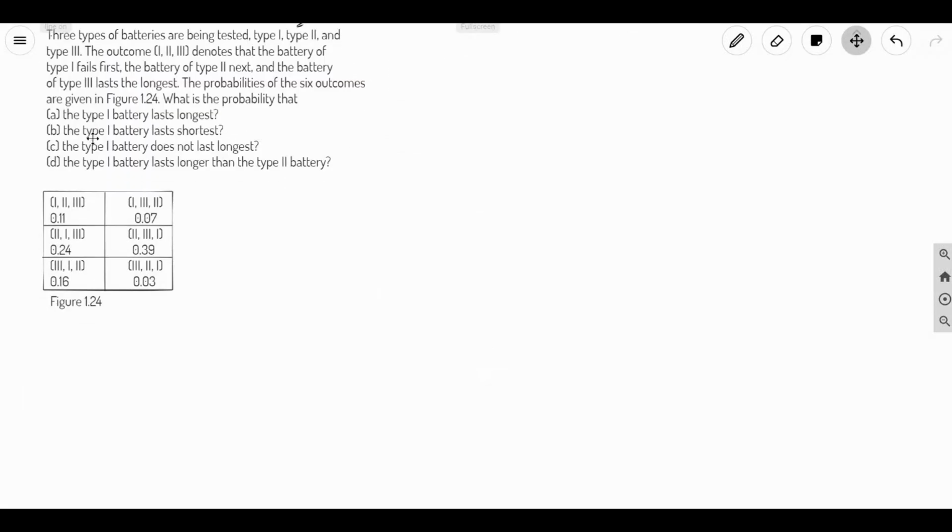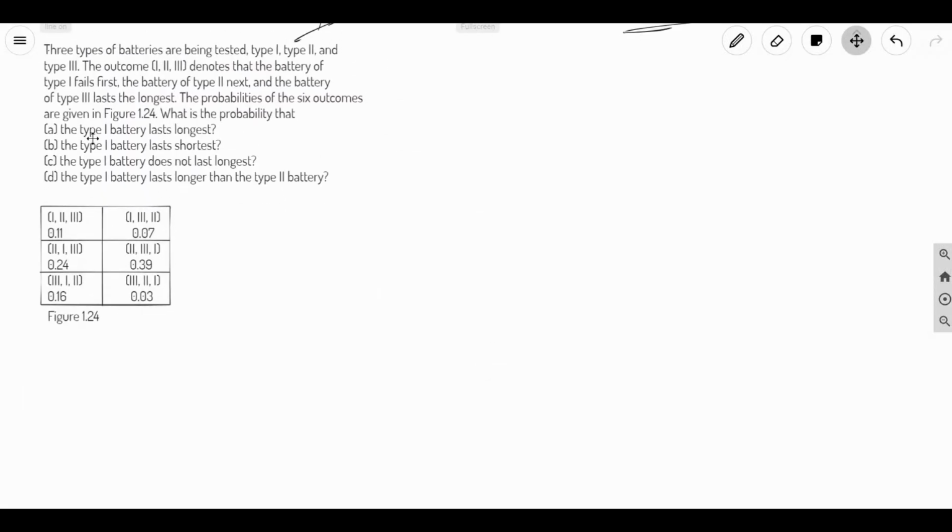Okay, this is the third problem that we are going to practice today from our topic events. So yeah, this is the third problem.